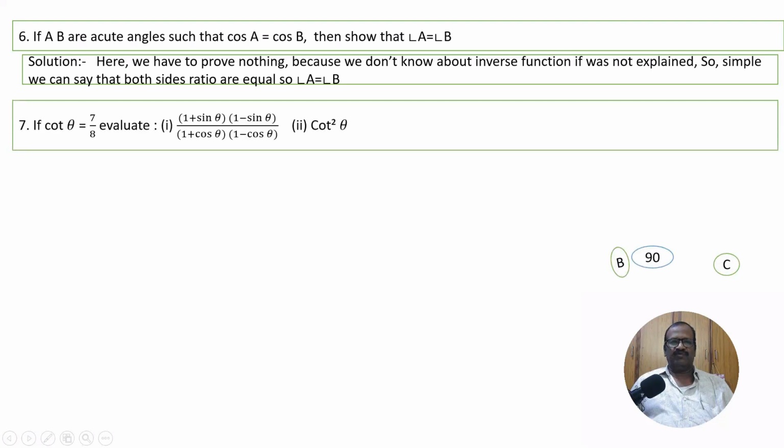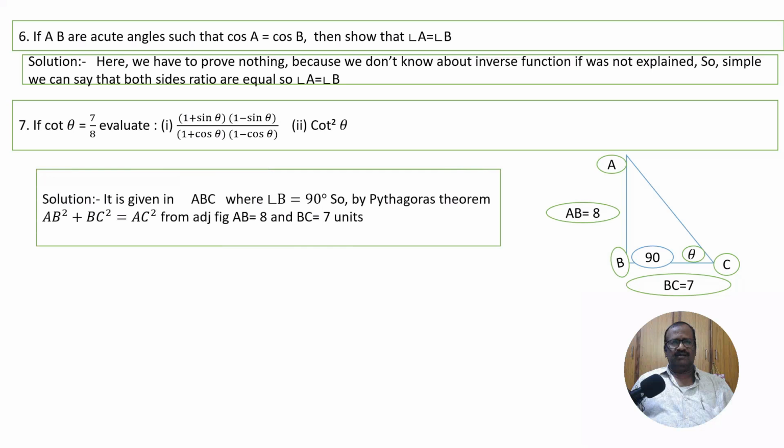Next problem, if cot theta is equal to 7 by 8, evaluate these two and compare them. It's a question. Now from this adjacent figure, we have to draw a figure every time. Here we have to draw the triangle. Triangle ABC or PQR or XYZ, whatever you may take, but I am taking triangle ABC. Angle at B as usual we are taking 90 degrees, at C we are taking theta. Now AB is 8 centimeters, BC is equal to 7 centimeters. We have to calculate the hypotenuse here. Again the process is the same. We are always taking Pythagoras.